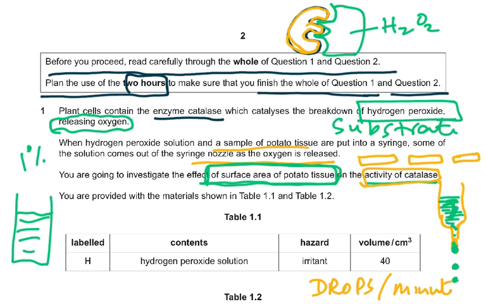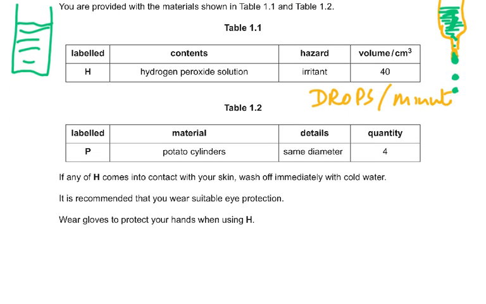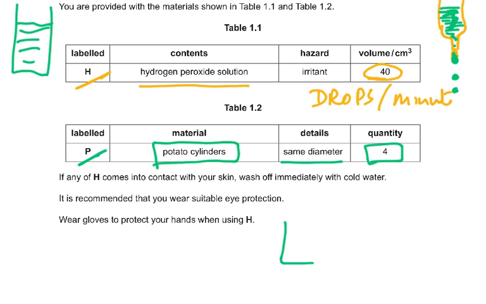You are provided with the material shown in table 1.1 and 1.2. You are provided with hydrogen peroxide, 40 cm cube, and it is labeled H. Be careful to watch it. Then we have the one labeled P. Labeled P is the potato chips or the potato cylinders, of the same diameter, and they are 4 in quantity. So we would have put them in a petri dish, labeled it P, and given you 4 pieces of potato cylinders. Potato chips, just like we have when we are making chips.